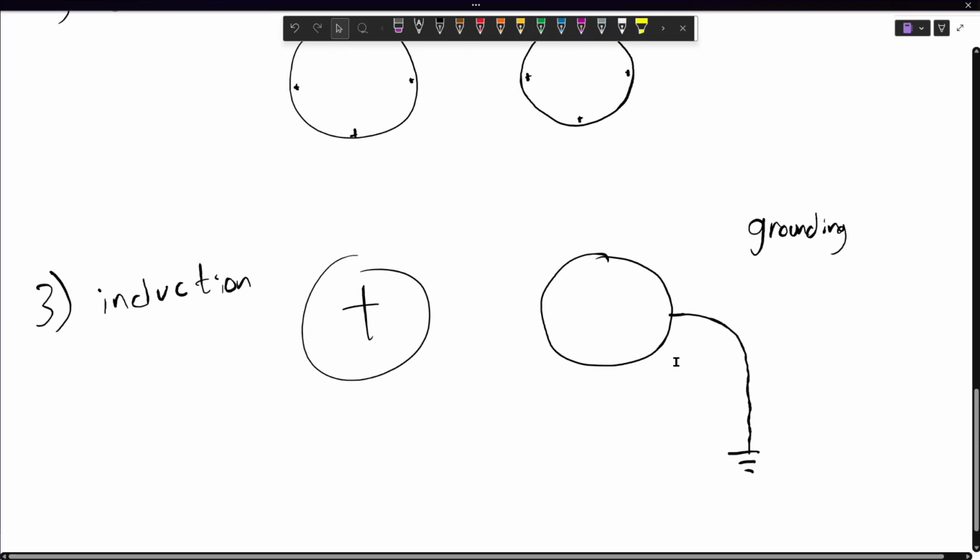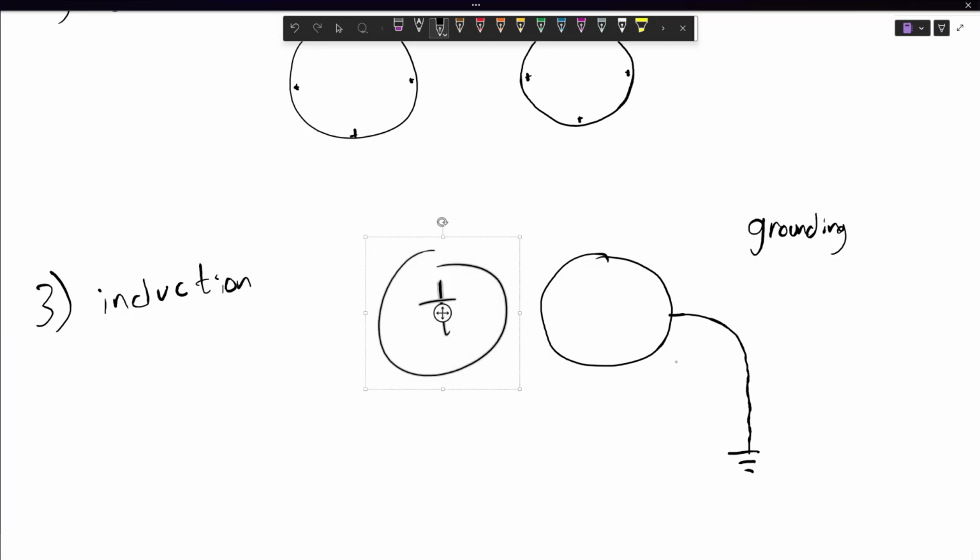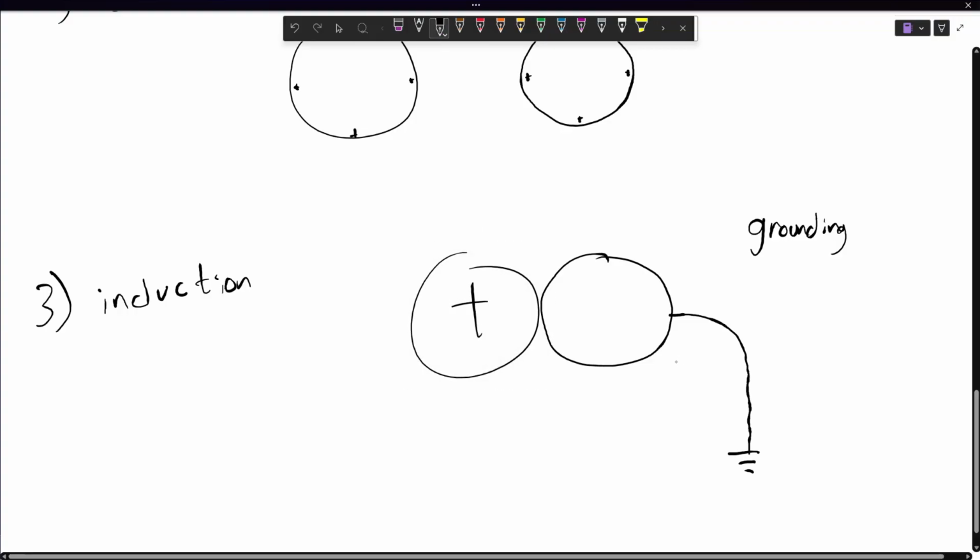So that means that if I take this positive charge and I bring it close, but importantly, I don't touch it, because if I touched it, what we would have is conduction. This positive charge sees this charge over here, which is free to flow, but then there's this huge ground.